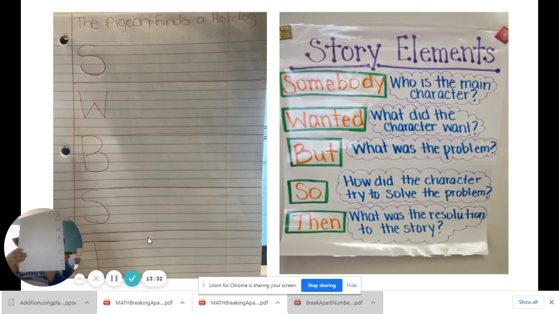All right, take a few minutes to finish your SWBST chart. If you need more time, there's an anchor chart in this lesson for you to reference back to help you. And remember, if you need any help, you can always go to ELA Help Me, or you can email us. We are here to help you.